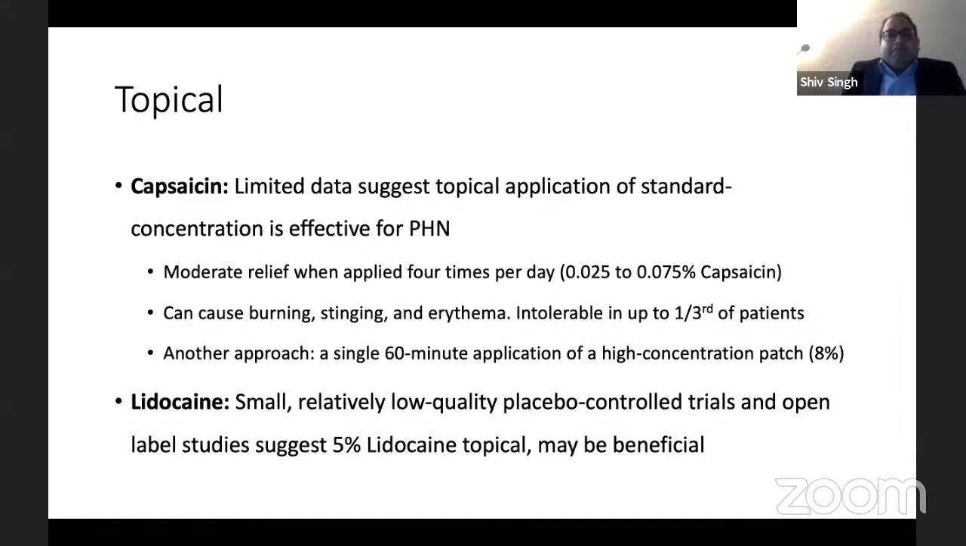Then comes lignocaine, 5% topical. Even though there are small, relatively low quality placebo controlled trials, it has been seen to be more effective than IV infusion. So locally applying 5% lidocaine is better than the IV preparation.